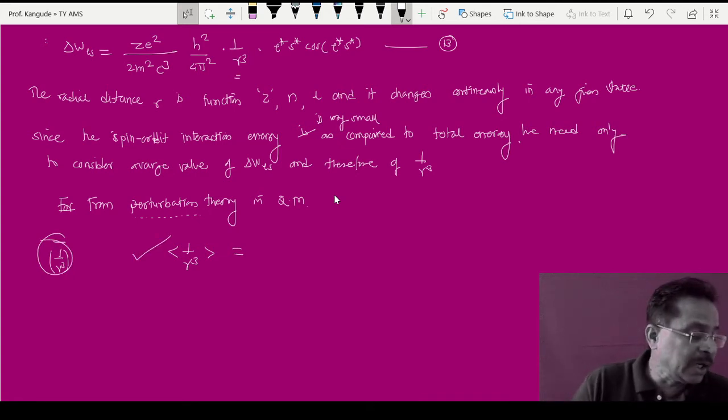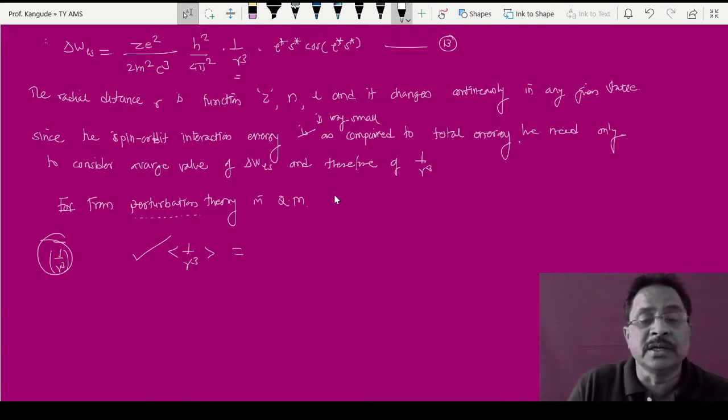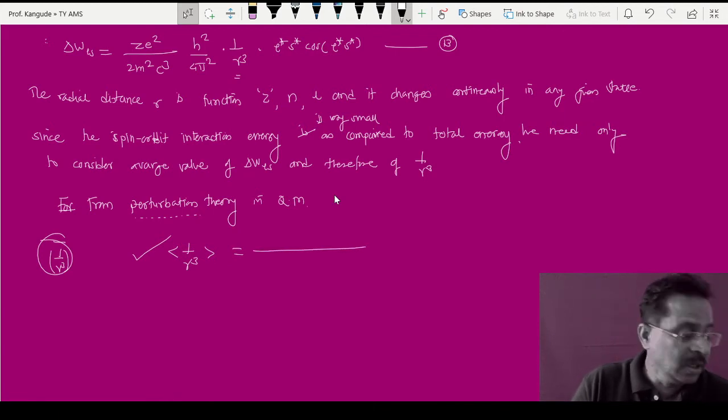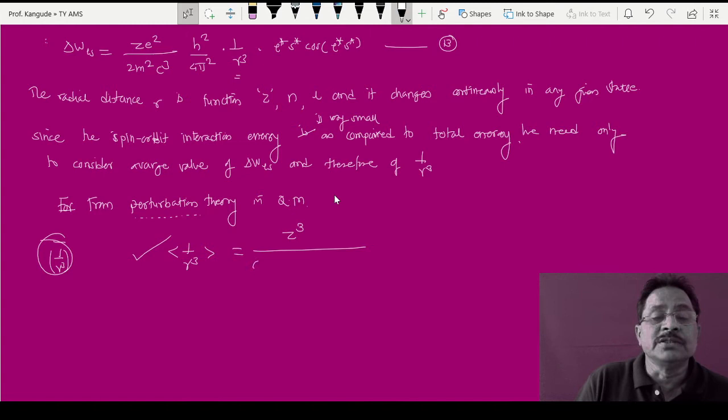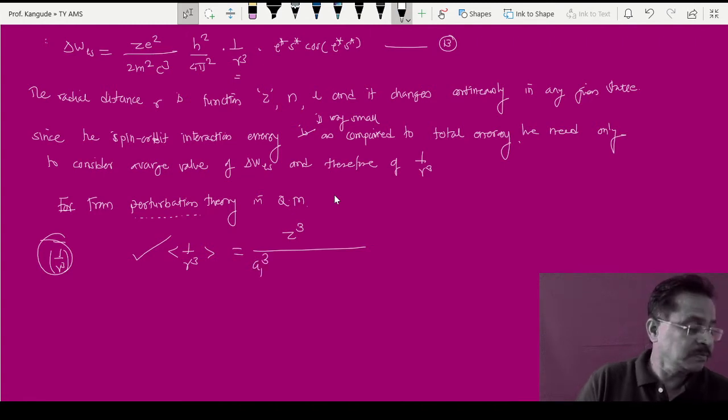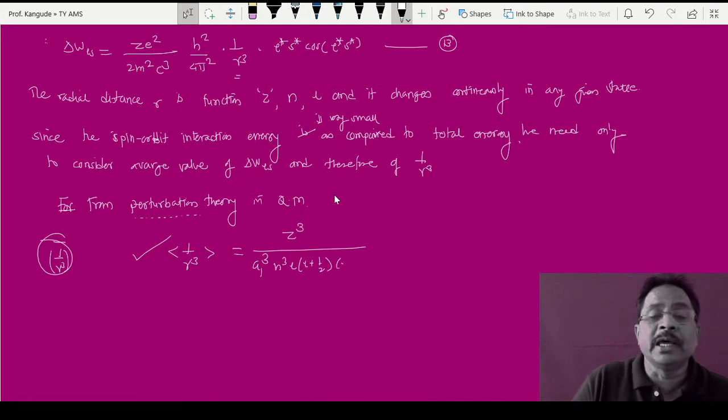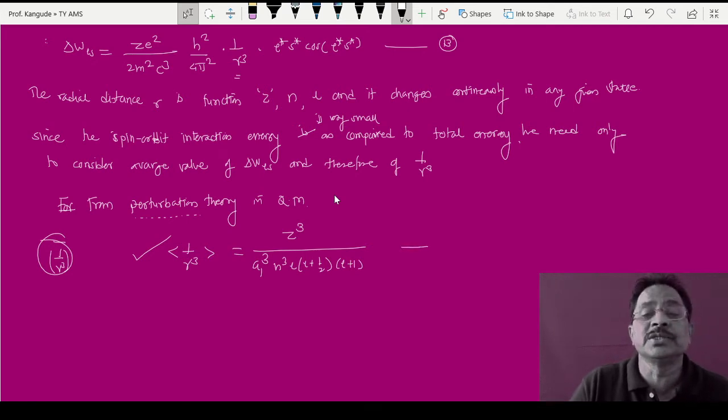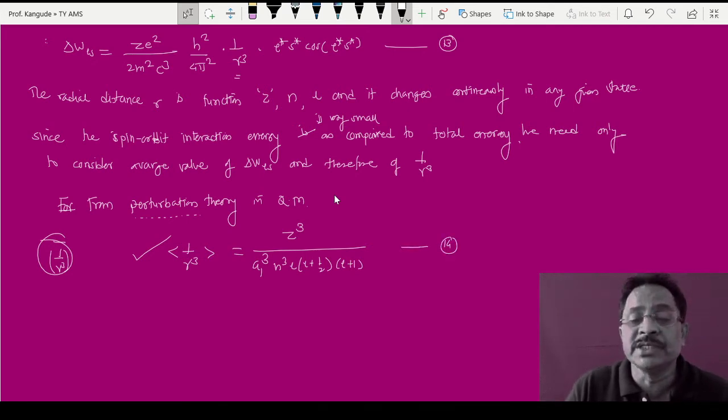Average 1 upon r cube is equal to, again see here, this is a lengthy derivation or relation which we are not deriving here, but directly taking it: Z cube upon a1 raised to 3, n cube multiplied by L, where n is the principal quantum number and L the orbital angular momentum quantum number, into L plus 1/2 multiplied by L plus 1. This is another relation, equation number 14. So don't derive this from anywhere.